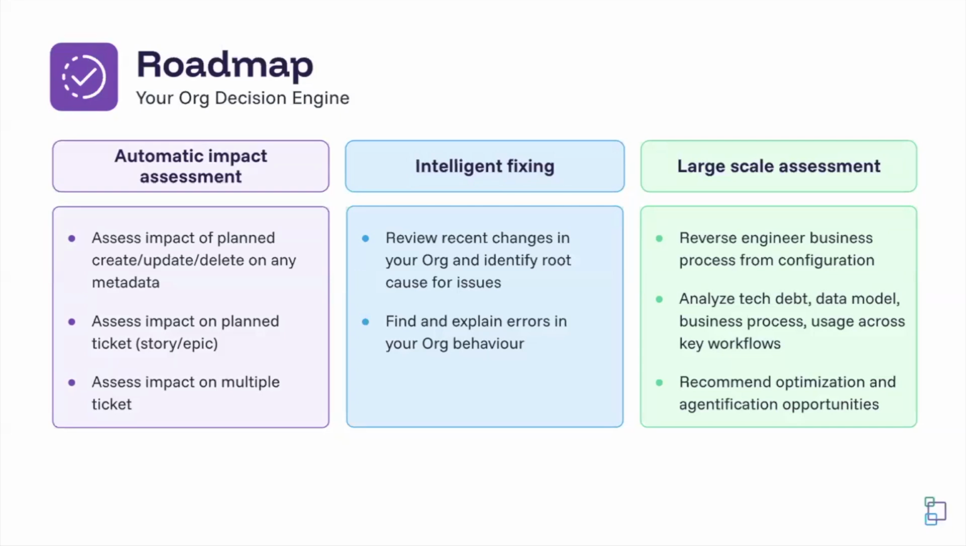In the context of any key business workflows you want to analyze, we will be automatically checking tech debt, data model, business process, and usage across those key workflows and giving you an end-to-end full picture of issues. And on the back of that, also recommending optimization and agentification opportunities. This is really what Elements is all about this year, and how we plan to transform ourselves from, in many ways, a classical software as a service business to a modern agentic interface for org intelligence.